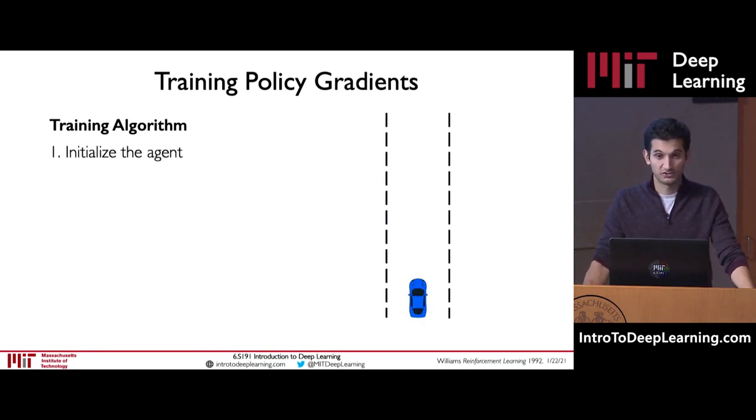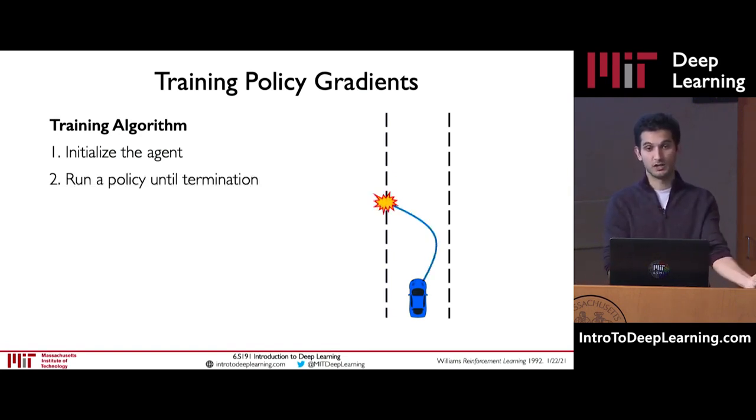So first of all, we're going to start with our agent, right? We start by placing our agent somewhere in the world, our environment. We initialize it. Now we run a policy. Now remember, our policy is defined by a neural network. It's outputting the actions that it should take at any moment in time. And because it's not really trained, this policy is going to crash pretty early on. But we're going to run it until it crashes.